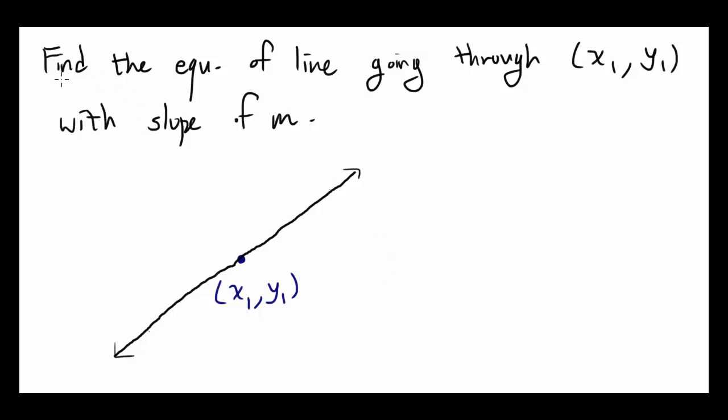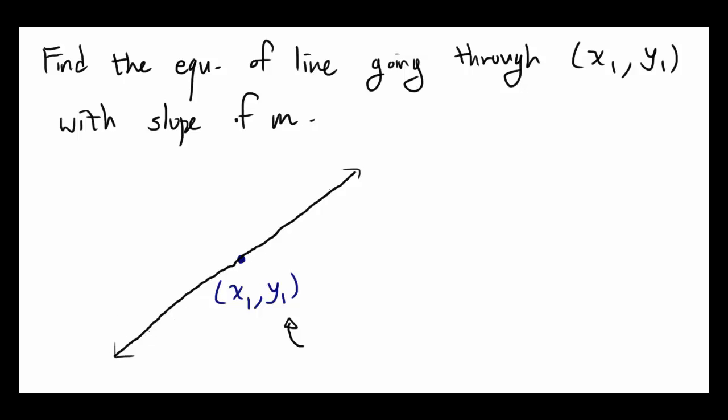In this video, we're going to try to find the equation of a line going through x1, y1, and with a slope of m. How can we find the equation of this line? Well, let's say that's how the line is going. It doesn't have to go up. It can go down, as long as it's crossing the point x1, y1.